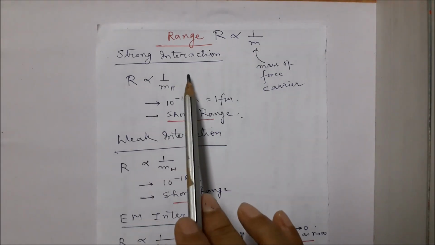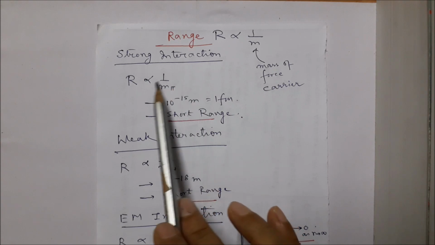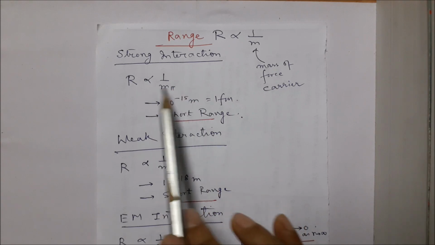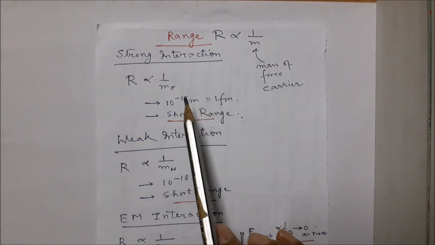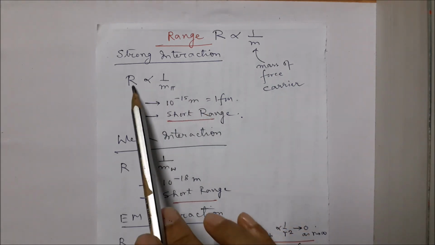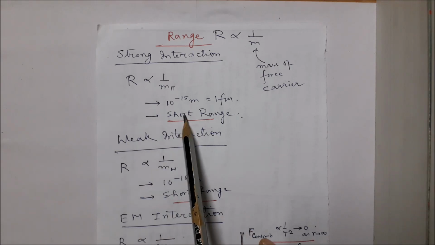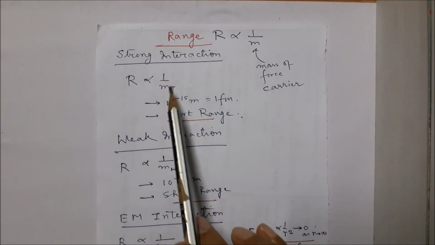For strong interaction, the mass of the pion, the mediator, is of the order of 140 MeV, and so the range is short because it is a massive particle that is exchanged.